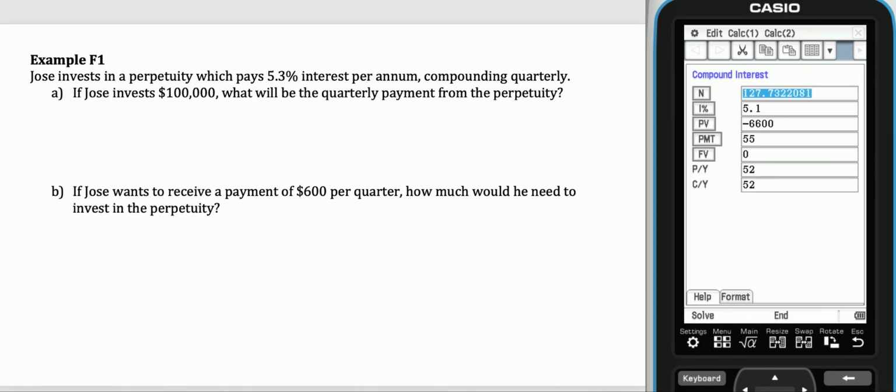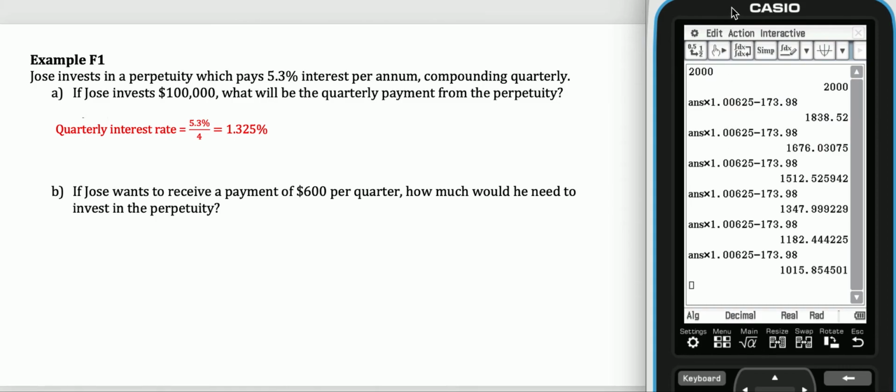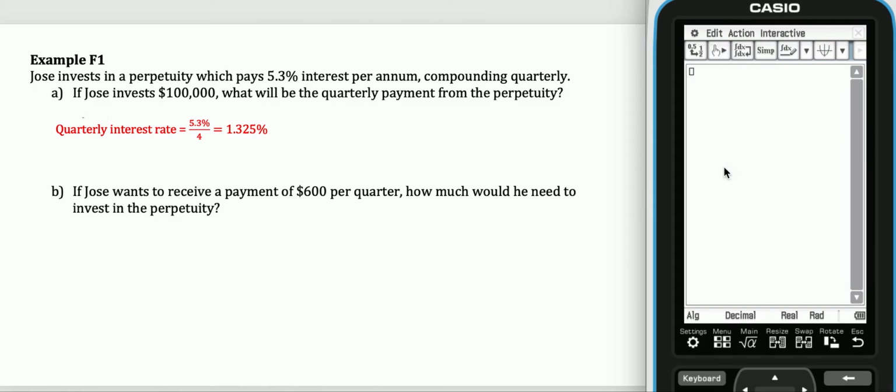This time we've got Jose investing in a perpetuity which pays 5.3% per annum compounding quarterly. The first part of the question says, if Jose invests $100,000, what will be the quarterly payment from the perpetuity? What we can do here is just use the formula that we've got, remembering that we have to adjust the value of R. The annual interest rate is 5.3%, but the quarterly interest rate is 5.3 divided by 4, and that equals 1.325%. I know it's already on the screen there, but we could use our CAS to check that and make sure we've got the right percentage.